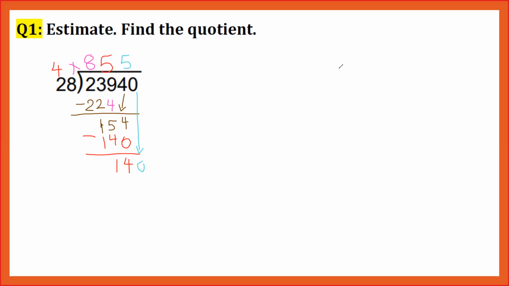5 times 8 is 40. And then 5 times 2 is 10 plus 4, 14. So now what is the quotient of dividing 23,940 by 28? It's 855. Bravo.